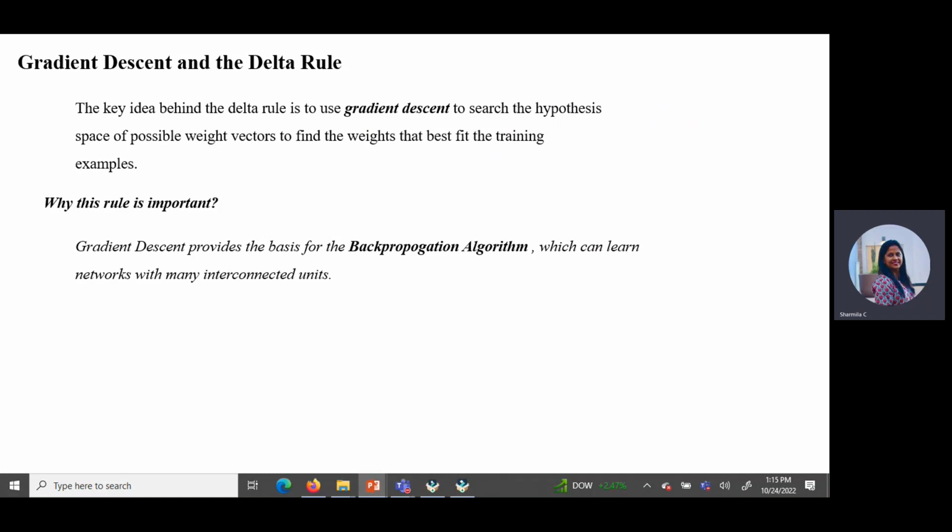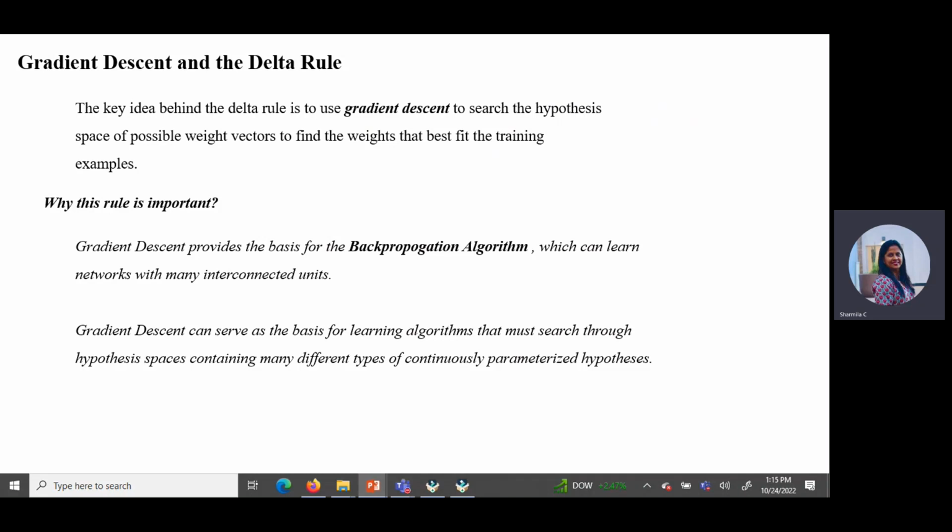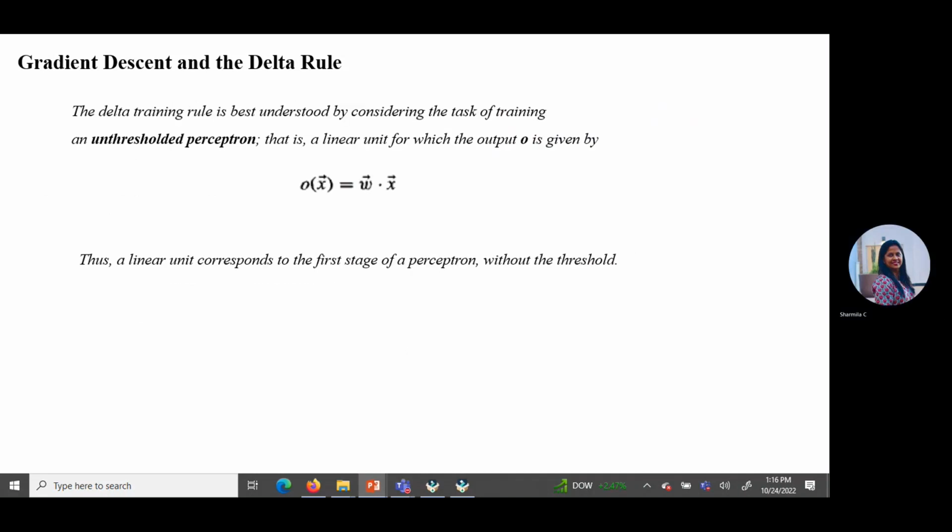Till now, we are just talking about a single perceptron, a single unit. When we consider a neural network consisting of many interconnected units, we need a backpropagation algorithm. The backpropagation algorithm works with the help of the gradient descent algorithm. Second, gradient descent can serve as the basis for learning algorithms that must search through the hypothesis space containing many different types of continuously parameterized hypotheses.